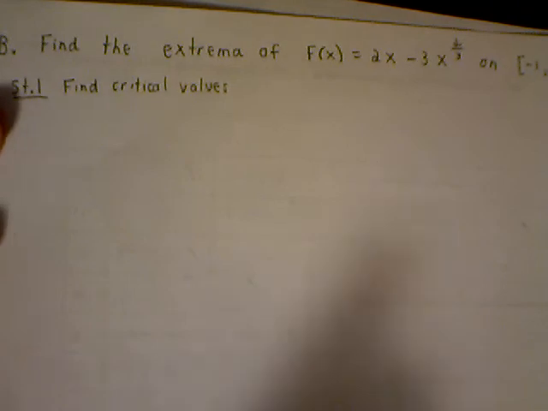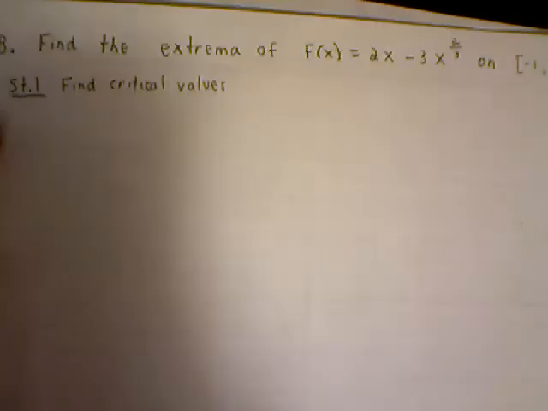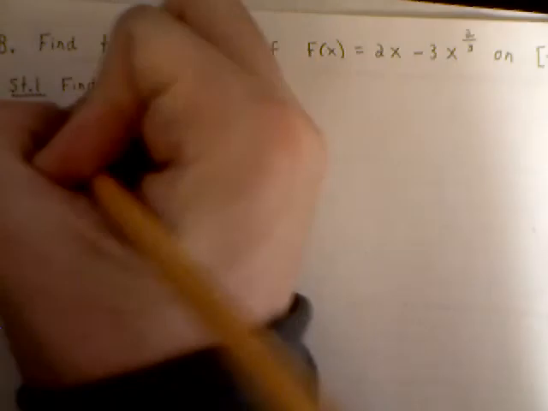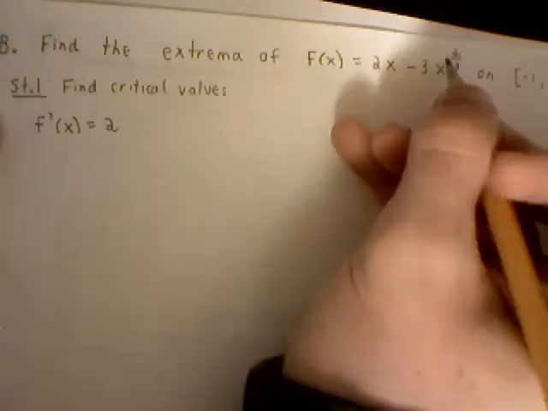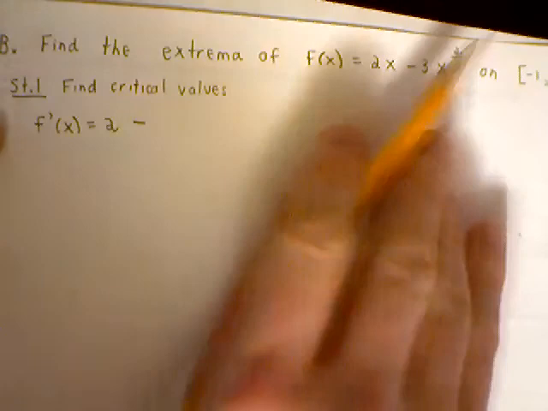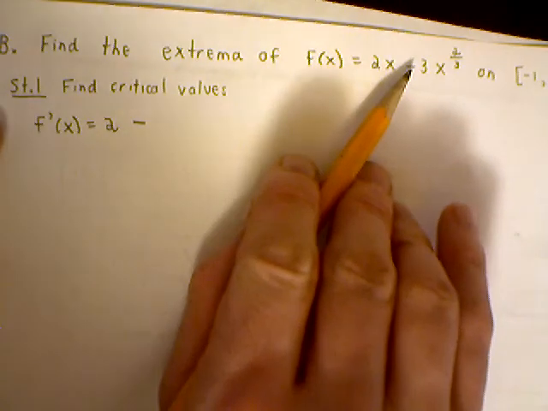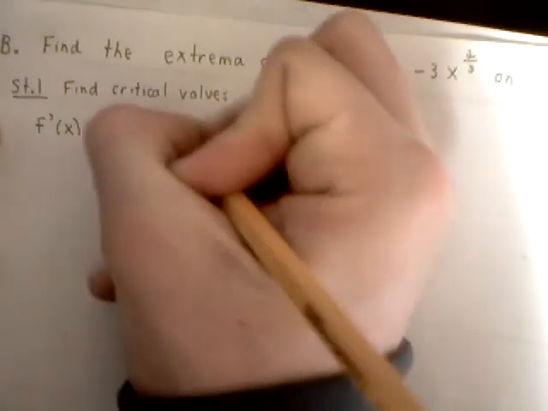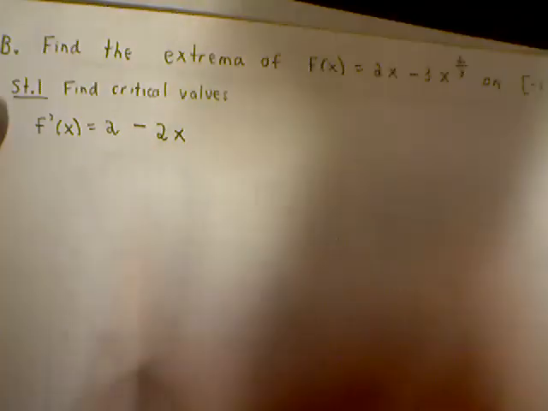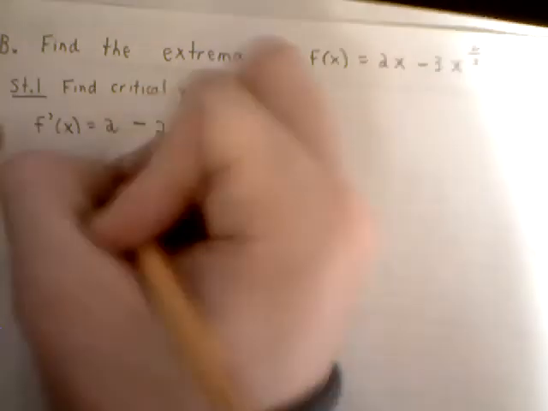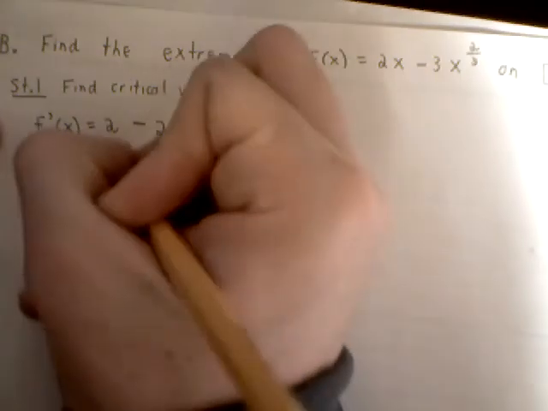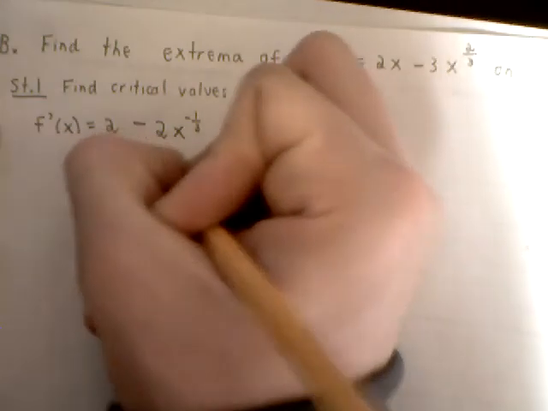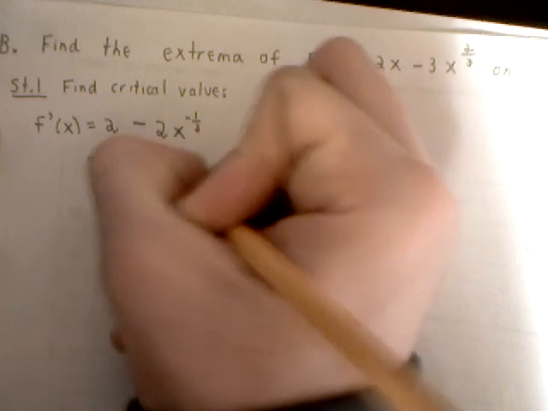All right, so the critical values, you should always think derivative. Take the derivative, take the derivative, take the derivative. So let's find our derivative, f prime of x. The derivative of 2x is 2. The derivative of -3x to the 2/3 becomes, you multiply the 2/3 times the -3 and you get -2. You subtract 1 from the 2/3, you get -1/3. And that becomes 2 minus 2 over x to the 1/3.